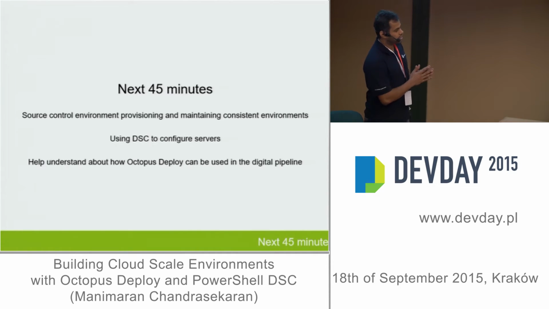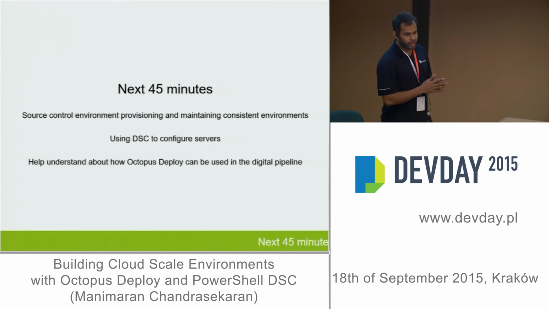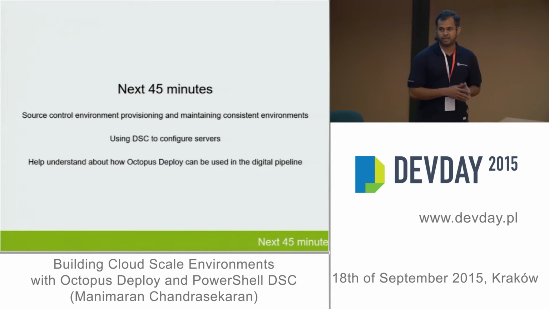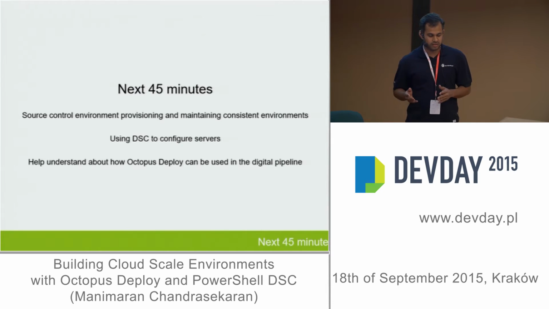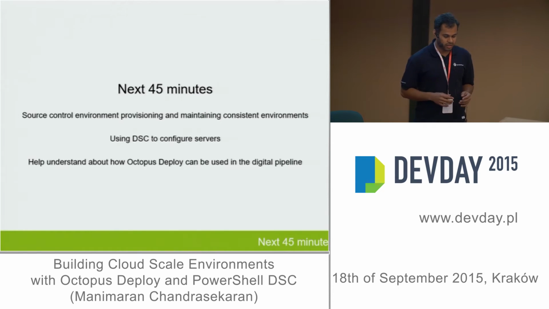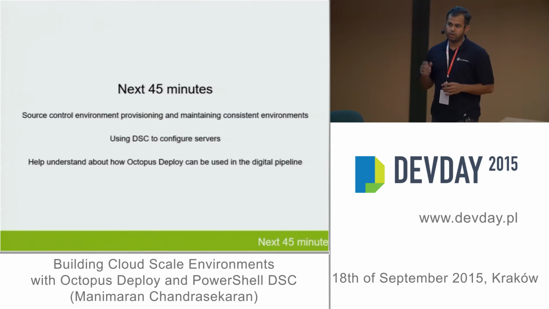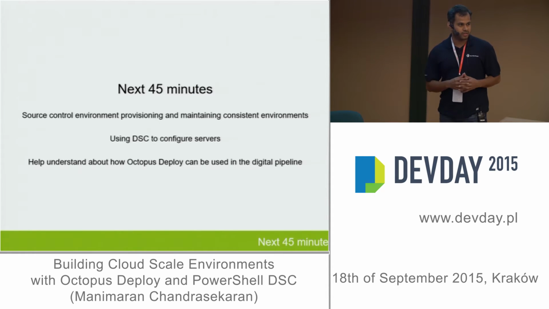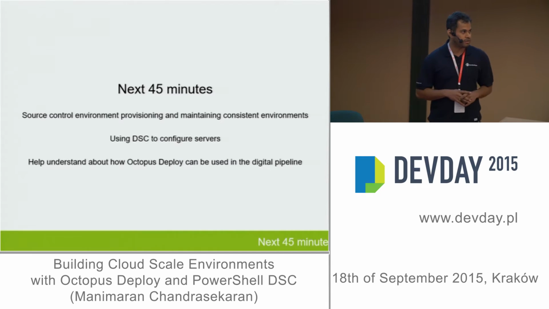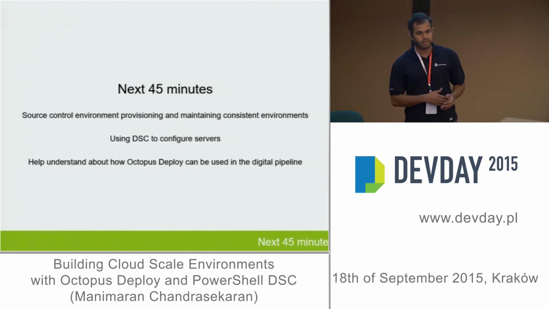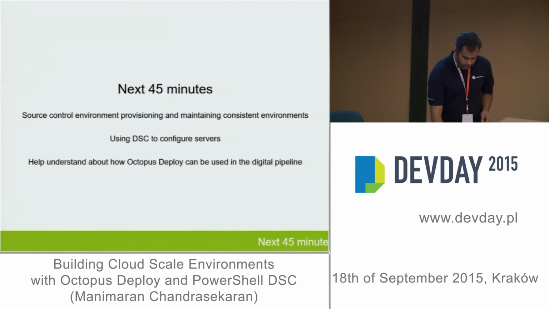So what we're going to see is source control, the environment provisioning, and maintaining the consistency. How do you maintain consistent environments, and use DSC resources to configure the servers, and help you all understand how you can use Octopus in your digital pipeline, in delivering software from development through to production.